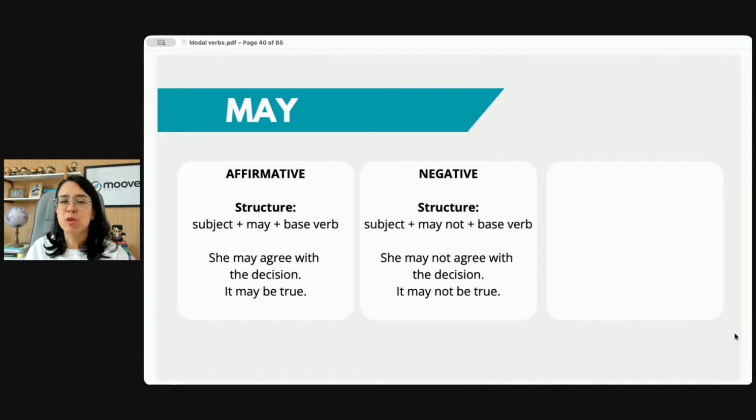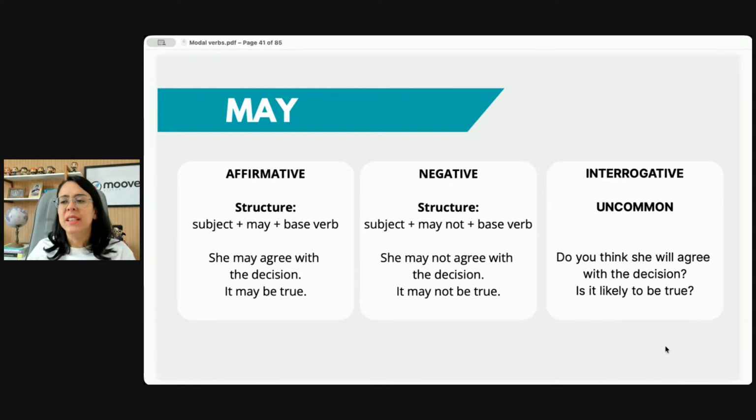Guys, it is possible to say mayn't. She mayn't agree with the decision. It mayn't be true, but may is a formal structure, very formal structure. Are you going to use a formal structure in an informal way? It's okay. You can do that. It's not a crime. But for you who are taking proficiency exams, I wouldn't abbreviate may. If you use may, use it the traditional way. That's what I think. In the interrogative form, we don't use may.